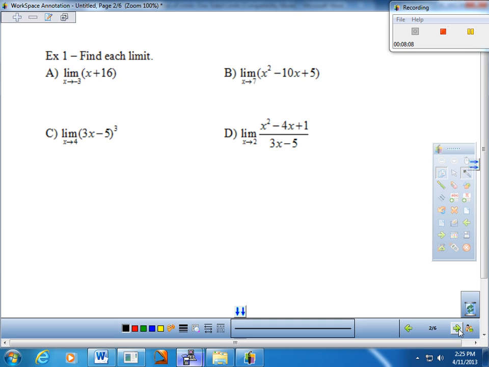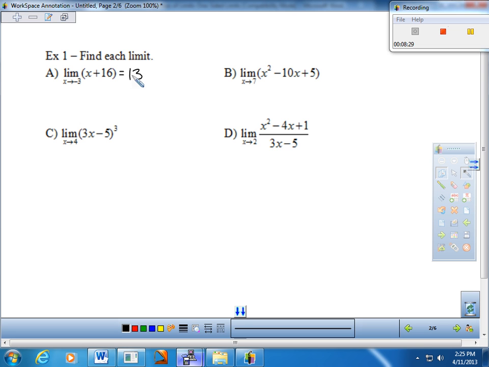Example 1, find each limit. So it's the limit as x approaches -3 of x plus 16. Now rather than doing a table and working with numbers to the left of -3 and to the right of -3, the good news is we can just put in -3. And so -3 plus 16 is just 13. Because that is the function value at -3, it is also the limit as x approaches -3. I hope that makes pretty good sense. Obviously, we're trying to find ways to shortcut it, and that's exactly what we did.